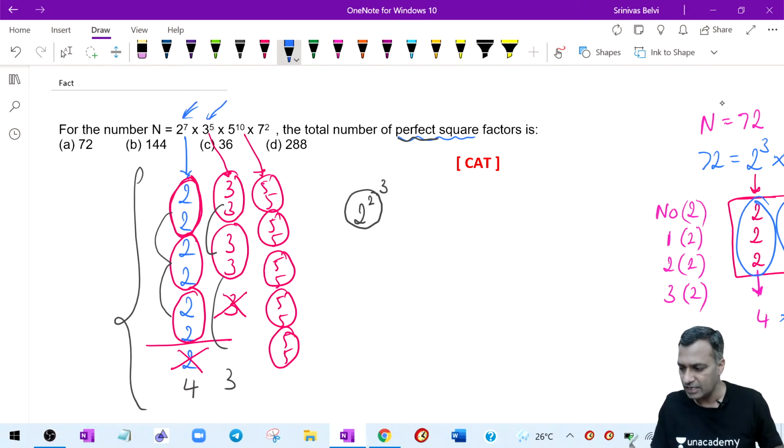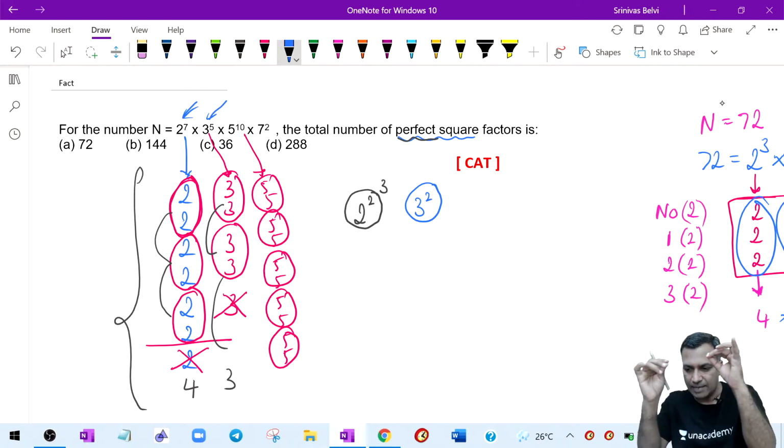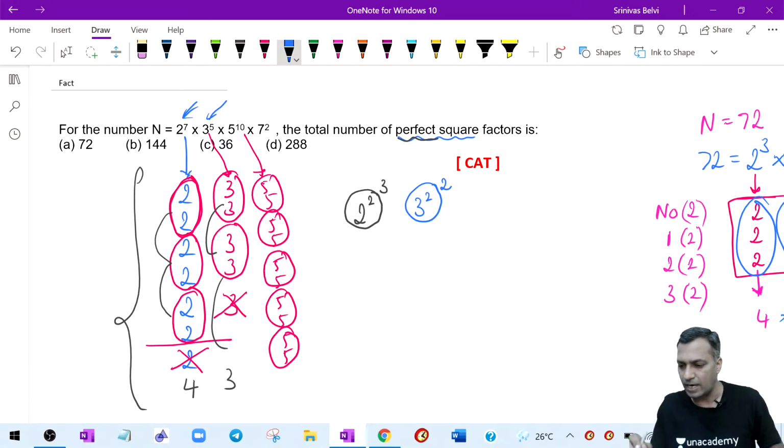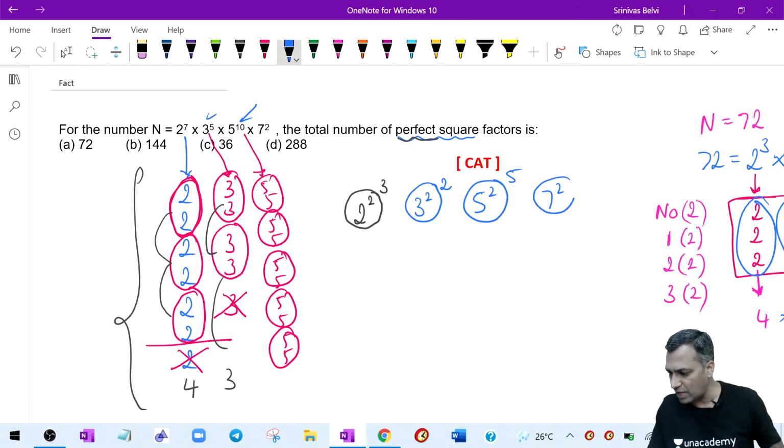Okay, come to this 3. You say that I make a bundles 3 square. 2 cards of 3's I take and I put it as a bundle. I would have 2 bundles. 1 3 will be left. Leave it, because if I cannot use it, I can't use it. Can't help that. Okay, similarly, 5 raised to power 10. I make a bundle of 5's. How many? 5 bundles I do. Then 7 square, I would have 1 bundle.